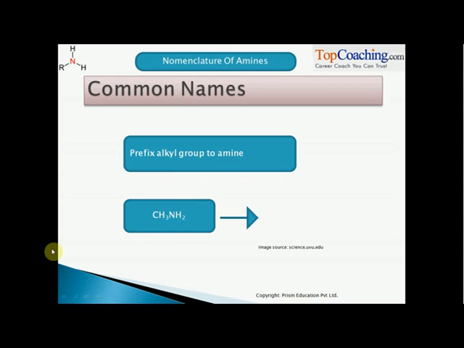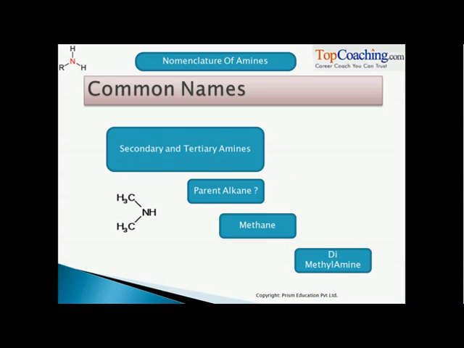For example, this is CH3NH2, right? So this is nothing but a methyl group. So the common name for this amine would be methylamine, right?